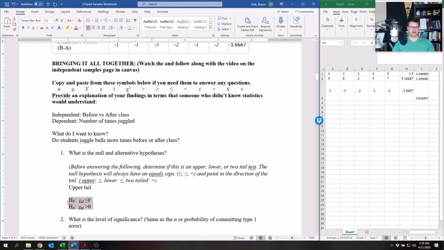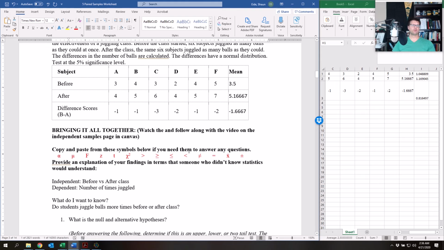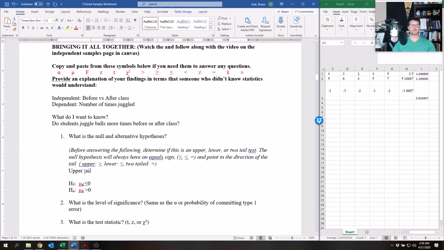Why are we comparing it to 0? Well, what this is saying is, if the mean of the difference score is 0, then there is absolutely no difference between the two groups. If the average of this score is 0, there really is no difference between the before group and the after group. And so that's why we're comparing it to 0.